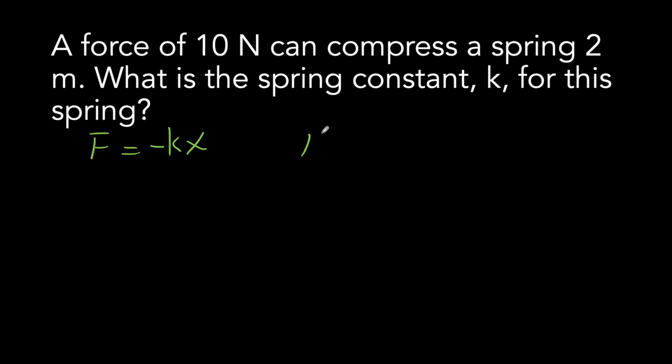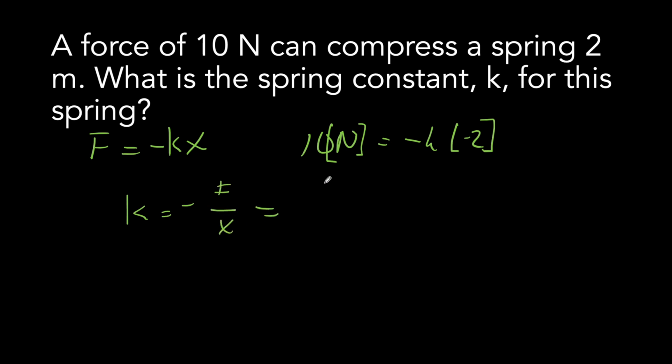So in this case, we'd say that 10 newtons equals minus k times minus 2 because we're compressing. That's just how we've defined the positive and negative directions. So coming back over here and solving for k equals minus the force divided by the displacement, which in this case is minus 10 divided by minus 2, which gives us a positive 5. Great, we're done. Except you know that if you write down just 5 and don't give a unit, your physics teacher will be really sad.